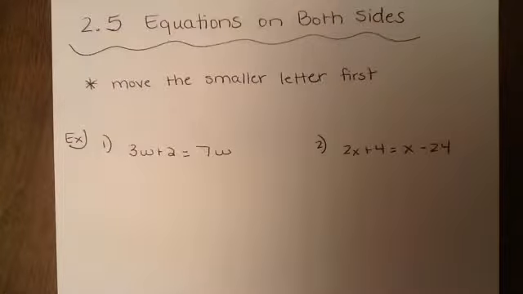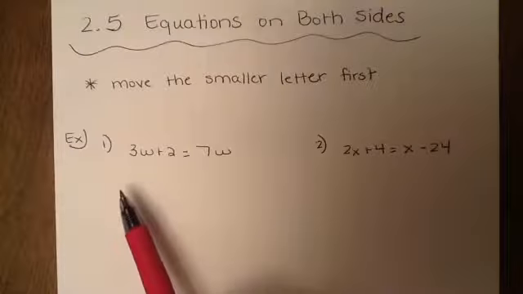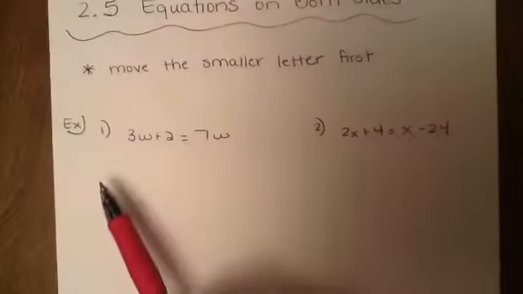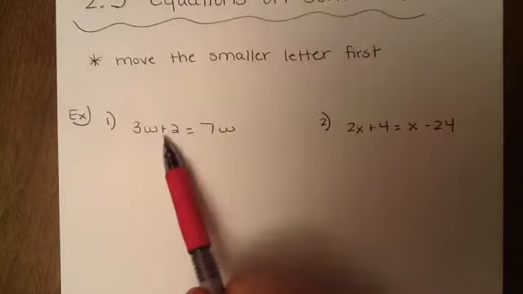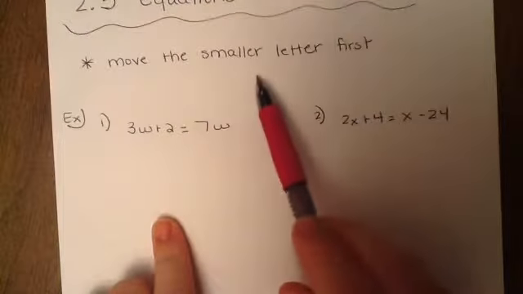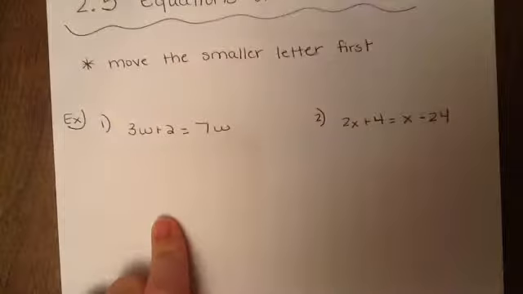Hello, mathematicians. Today we are going to continue to solve equations. However, when we go to solve today, we are going to have a variable on both sides. All right. So when I go to solve this, I have to first move the smaller letter over. I need to get those variables on the same side.